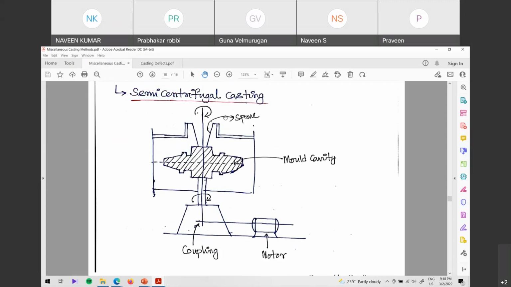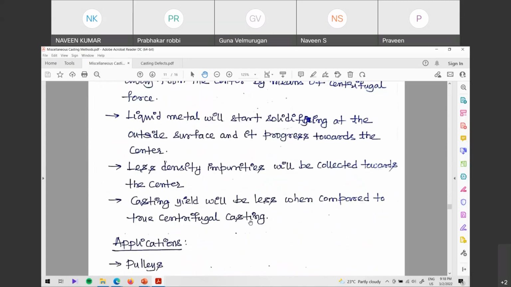If you are pouring some liquid metal, it will come down here with the help of gravity. And after coming to this point, what will happen? Because of centrifugal force, it will try to go away from the center, and it completely covers all the cavity. And once it is covered, then obviously you can easily solidify it. Okay, that is semi-centrifugal.